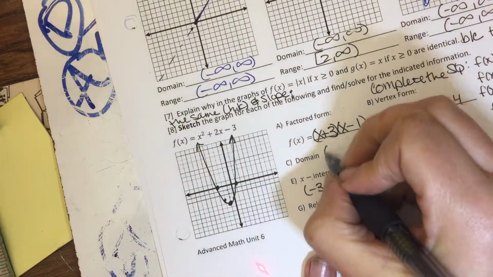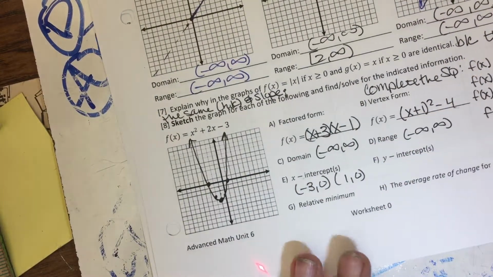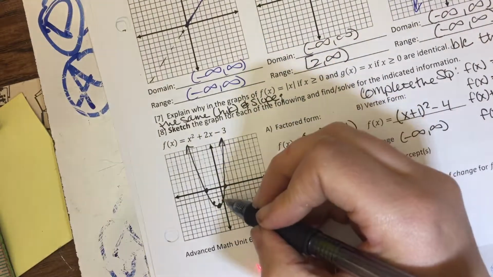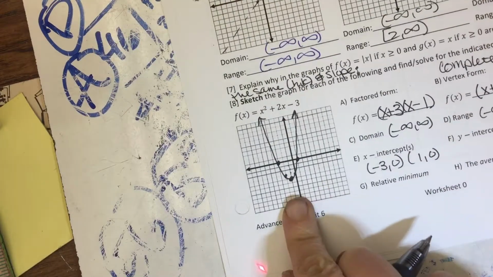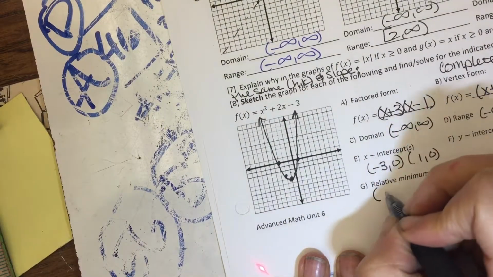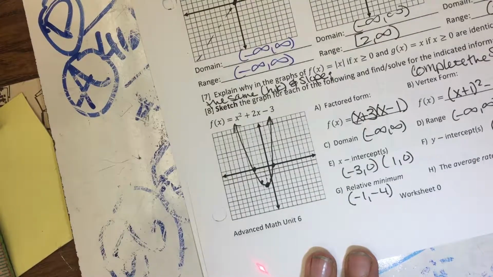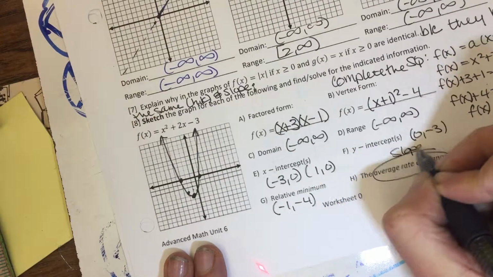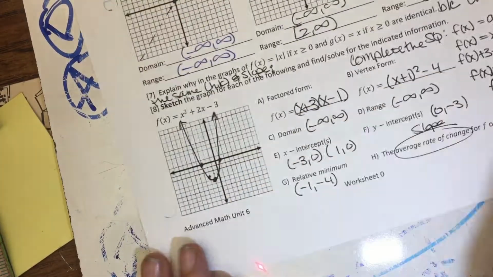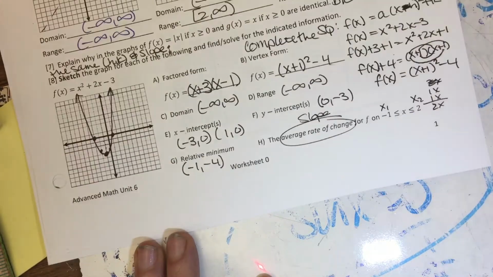Okay, so my domain is all reals and my range is all reals. My y-intercept here you can see is -3, so -3. Okay, my relative minimum is my hk, so that would be -1, -4. And the average rate of change is the slope for that part. So I'm going to find my different values here. So I'm going to use my slope form. Okay, so I would plug in this for my x1, this for my x2, and find my y2 and y1.